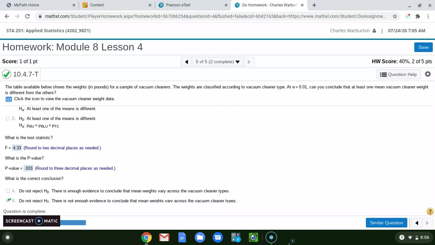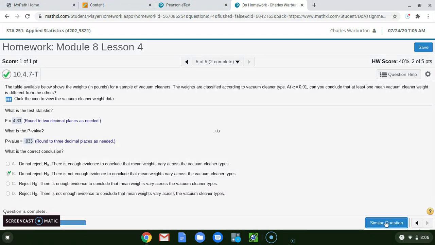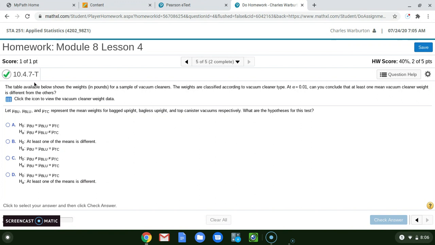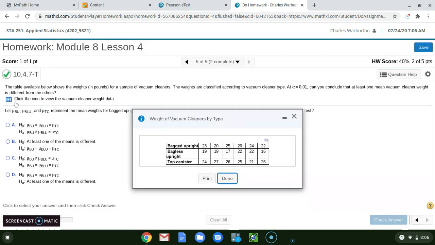Let's quickly go to number 5. We'll do a similar question here. Module 8, Lesson 4, number 5. The table shows the weights of sample vacuum cleaners. The weights are classified according to cleaner type. At the 1% significance level, or 0.01, can you conclude that at least one vacuum cleaner's weight is different? Okay, so here comes the vacuum weights. We got 3 different types of vacuums. A total of 6 times 3, 18 total vacuums, 3 types of vacuums.